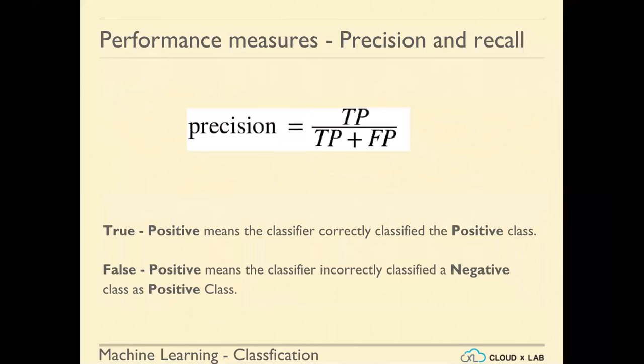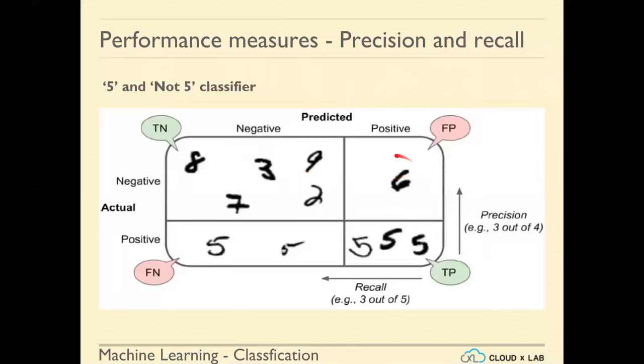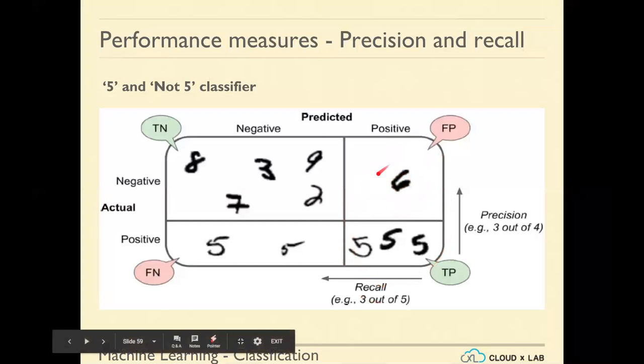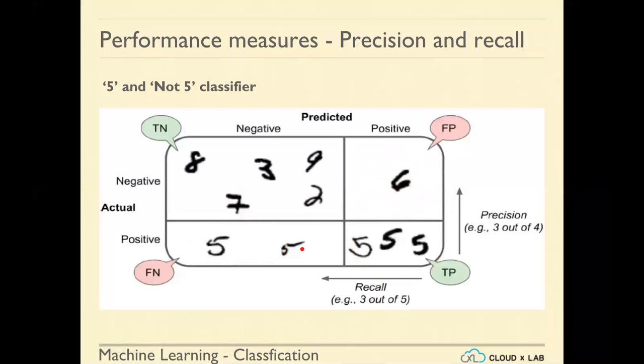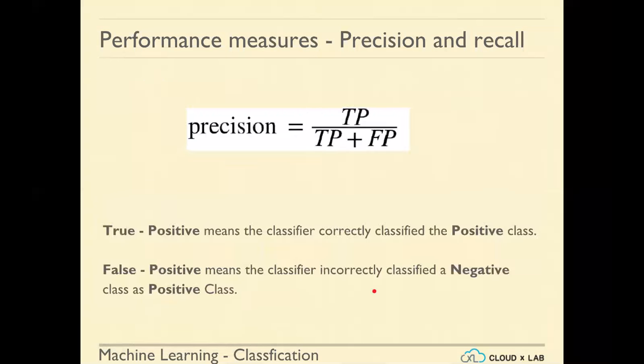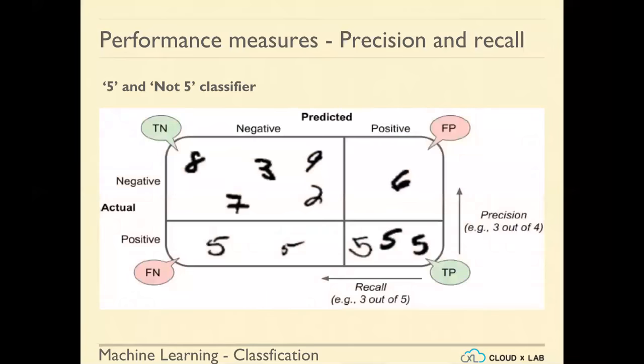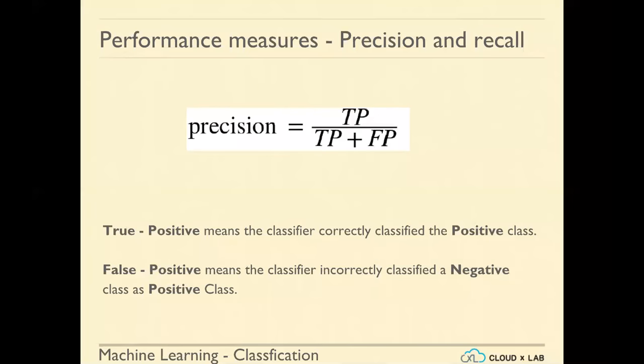And precision is about not making mistakes. That's why, on the downside, this is in the denominator. If it makes more mistakes, if it tags more values here, that means precision will go down. And if it basically identifies very few as 5, then the recall rate will go down. Okay. So recall is about recollecting what we learned. Recall is not about making mistakes.